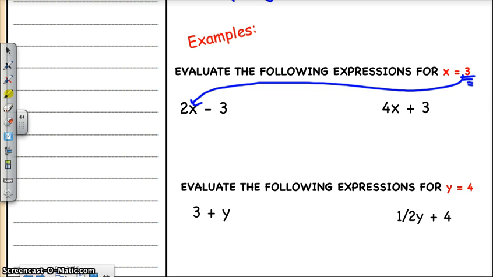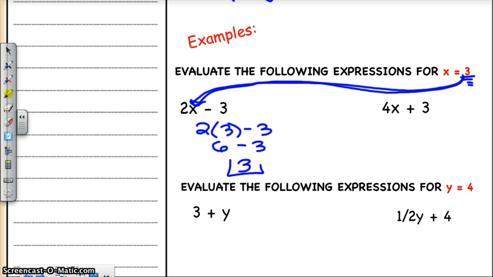2x minus 3, that means 2 times 3 minus 3. I knew it was 2 times 3 because that's what they told me x was. Now I evaluate with simplify with order of operations. Do multiplication first. This is 6 minus 3. 3 is the final answer.